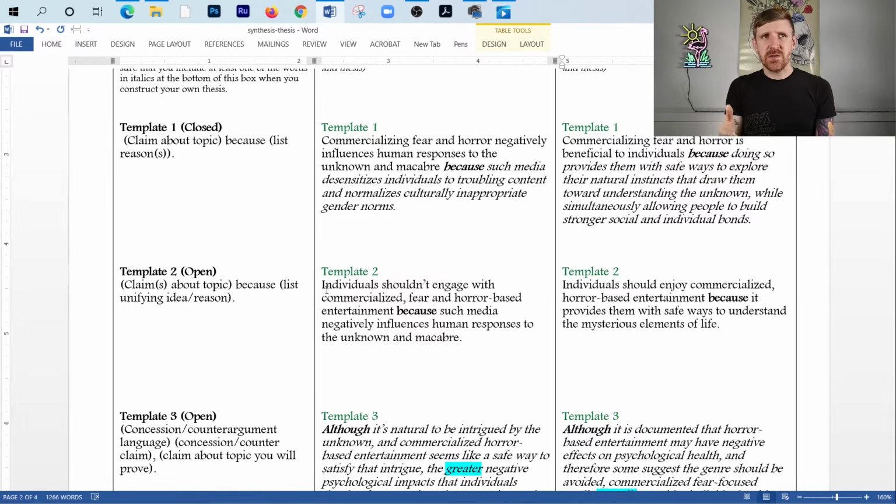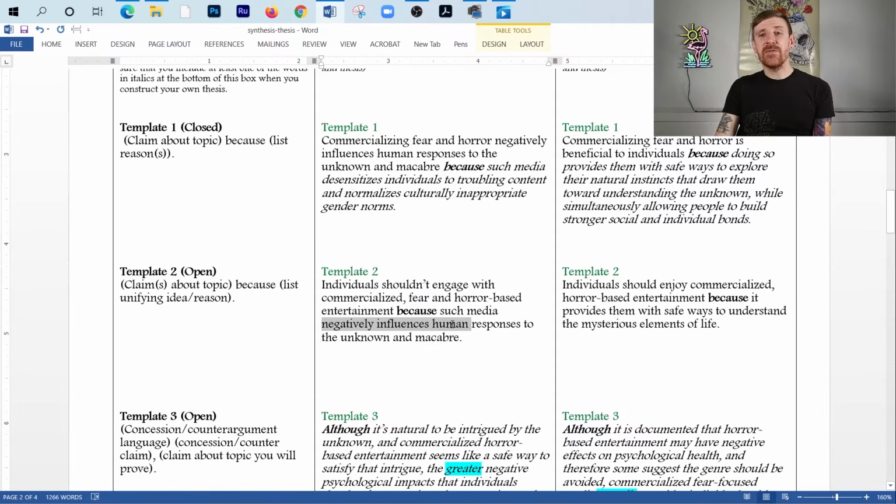Now you might say that doesn't answer the prompt. Well, that's okay, because my argument is central here. But notice that I then put, because such media negatively influences human responses to the unknown and the macabre. And so now we are answering the prompt, right? If we need to articulate how fear-based entertainment influences how individuals act toward the unknown and macabre, I have that right here, right?